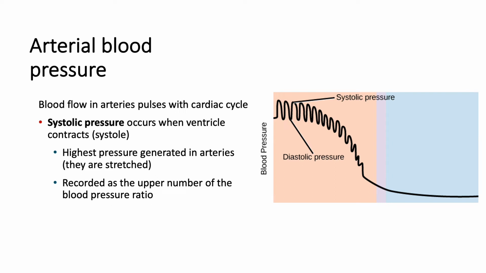Beginning with arterial blood pressure, the first thing we notice is that the blood flow within those arteries pulses with the cardiac cycle. So we see this pulsatile activity, we call it, with the blood pressure. It's rising and falling. There's variation. And we see that when the heart is in systole, or it's contracting, that is when we see the highest blood pressure generated. The higher pressure is generated in the arteries as they're being stretched. And that's the systolic pressure. Okay, that's going to be the peak of this variation within that blood pressure. When taking arterial blood pressure then, we note the systolic pressure as the upper value within that ratio.